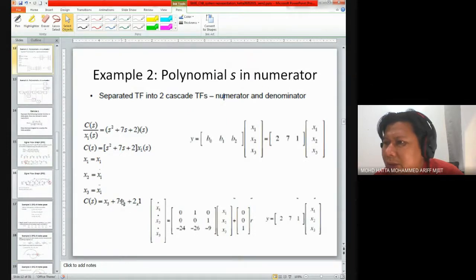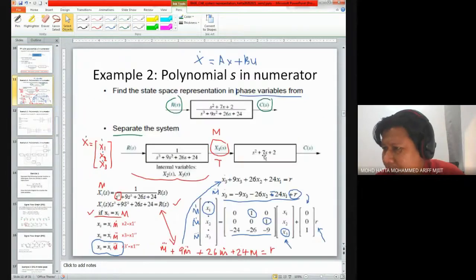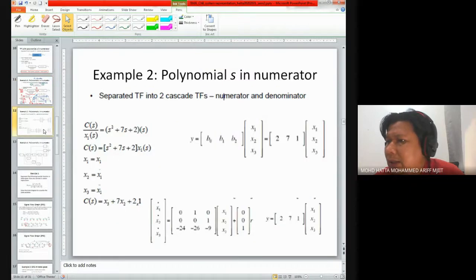Okay, now we get into our second block, which is the numerator side. We have done the first block, and we try to analyze the second block. The input of this block is x1 of s, and the output is c of s. And if you label it as m, maybe the input here is m, the output is c. So the x1 over here, you can also put it as m as well.